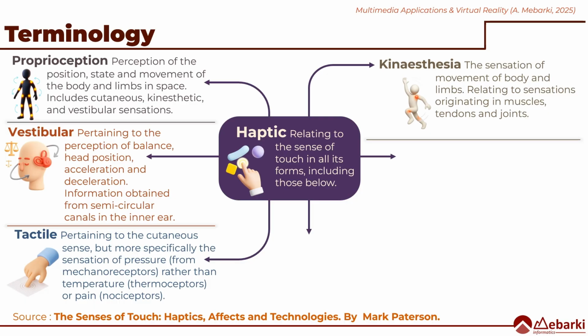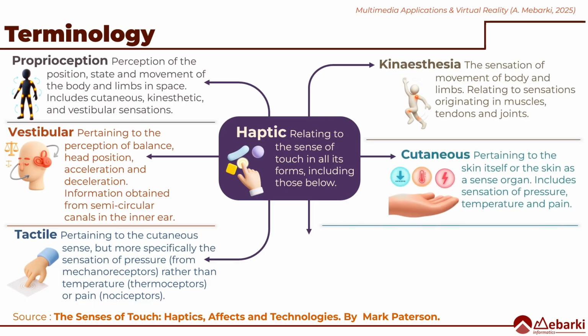Haptic devices, such as exoskeletons or articulated controllers, stimulate this sense by resisting or guiding motion, enabling users to feel weight, inertia, or constraints. The broader cutaneous sense encompasses all sensations arising from the skin, including pressure, temperature, and pain. While pressure is commonly simulated in VR, temperature and pain are generally limited or avoided for safety reasons, yet they remain important research directions.